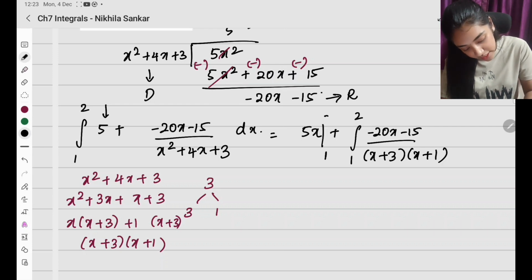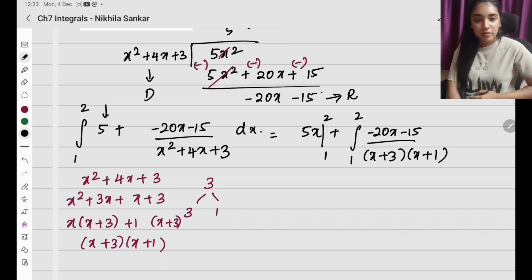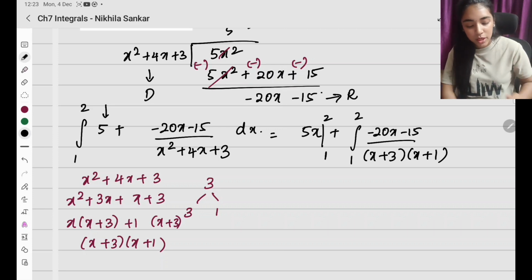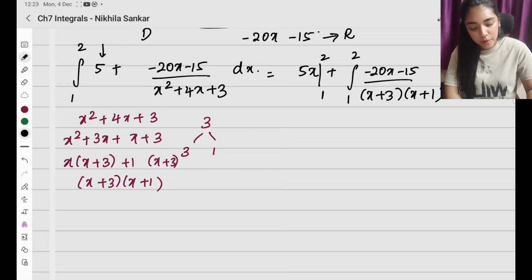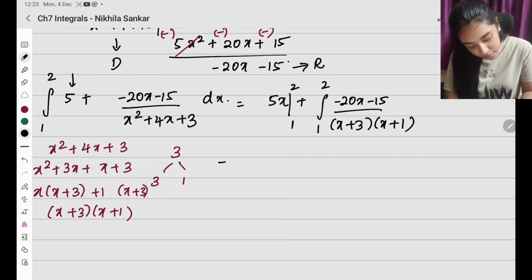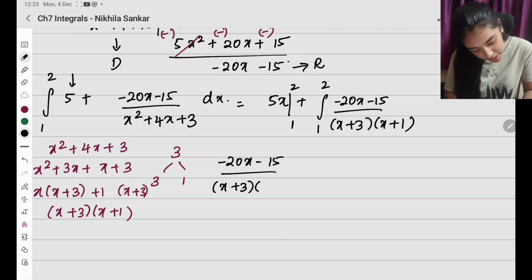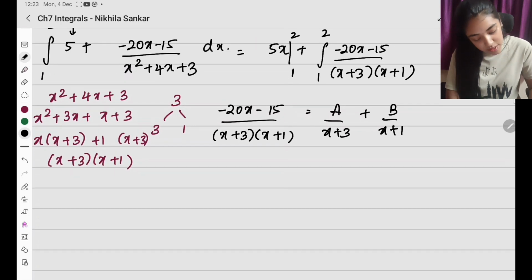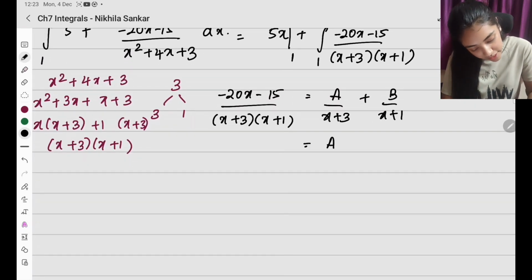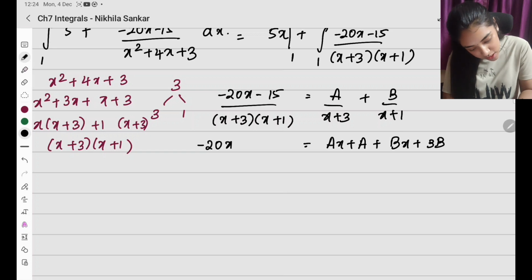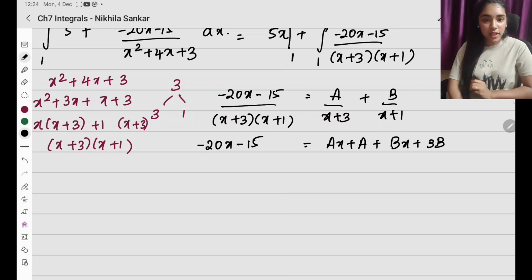Remember you have to take the integral and put the limits from 1 to 2. We can put the number at last. So remember you have 5x. Okay. Now I'm going to use partial fractions. So what happens? (Minus 20x minus 15) divided by (x plus 3)(x plus 1) equals a divided by x plus 3 plus b divided by x plus 1. When I take the LCM, what do I have? a times x plus 1, which is ax plus a, plus b times x plus 3, which is bx plus 3b, equals the numerator. Okay, since the denominators are equal, I can equate the numerator.